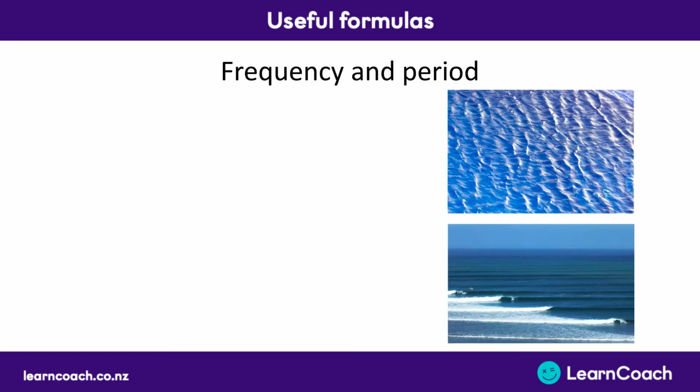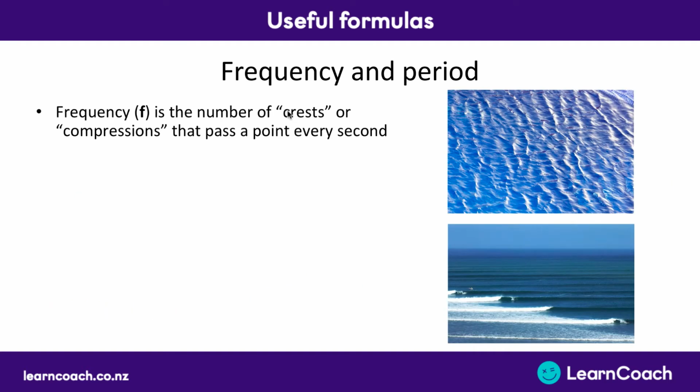The next thing we're going to talk about is frequency and period. Frequency is the number of crests if you're talking about a transverse wave, or compressions if you're talking about a longitudinal wave, that pass a particular point every second. So here we have wind blowing water on a pool, and we have big ocean waves. If you were to stand in the pool and count how many of these little waves passed you in 1 second, you might get 1 or maybe 2. If you were to stand in the ocean and count how many waves broke over you in 1 second, you're probably going to get 0. You're only going to get one wave coming every 7 or 8 seconds. Frequency is the number of crests or compressions that pass a point every second.